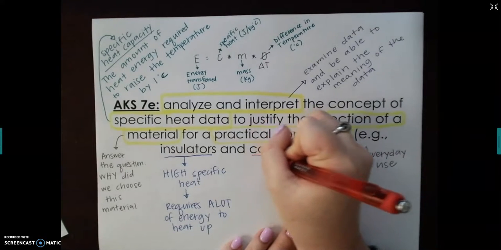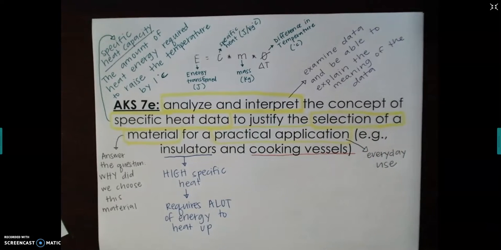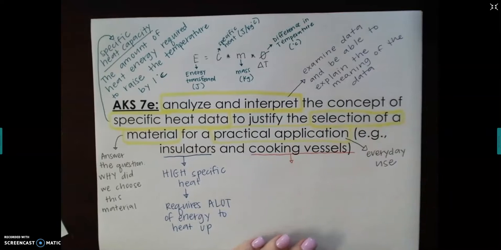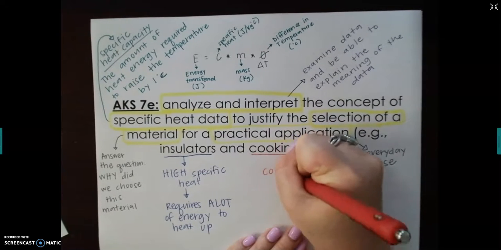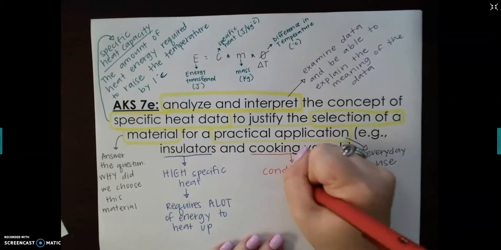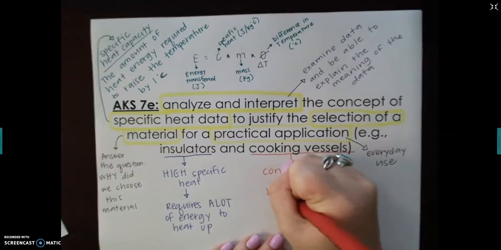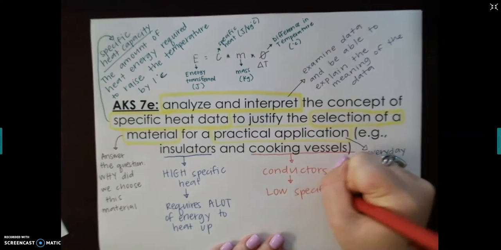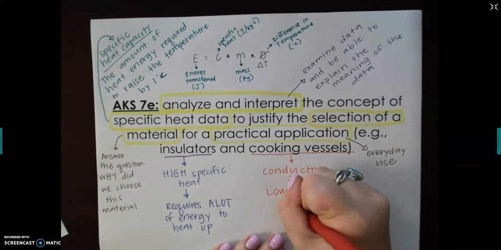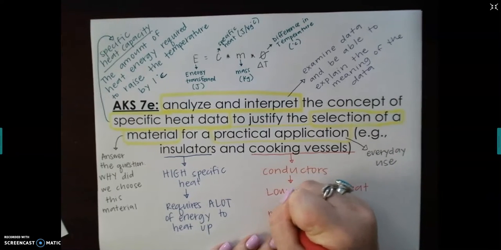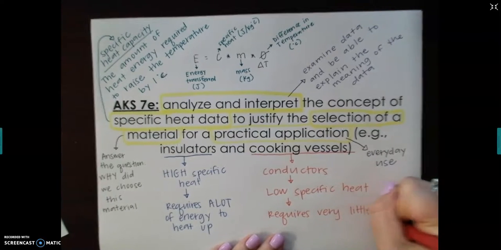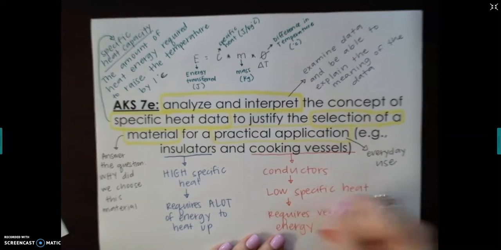So then let's lastly talk about these cooking vessels. All that means is pieces of equipment that we use to cook food. I'm going to draw a little red arrow down from cooking vessels, and I'm going to first write that these are called conductors. In this case, these are thermal conductors. We know that conductors are going to have low specific heat, and that number is going to be low because they require very little energy to change temperature and heat up.